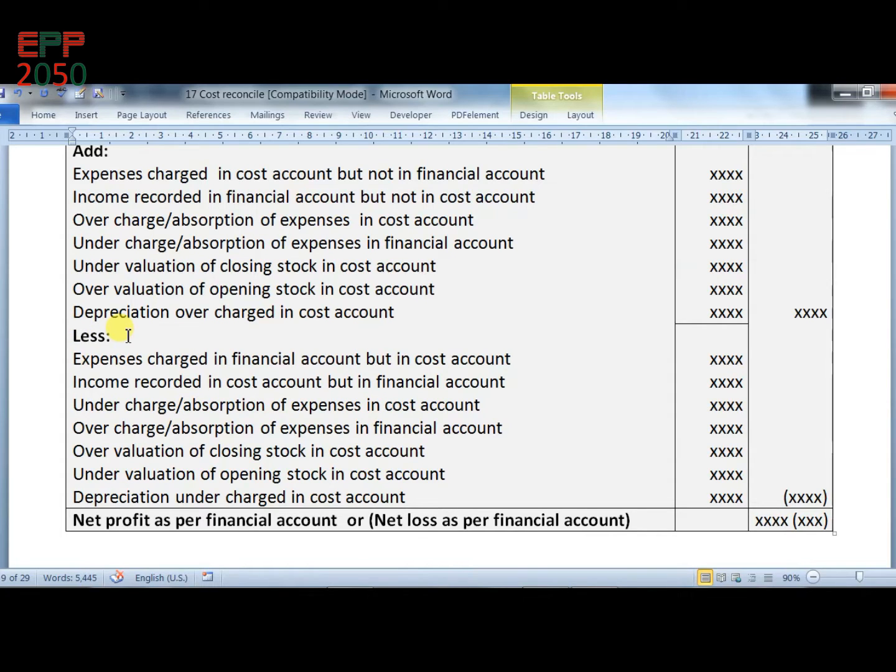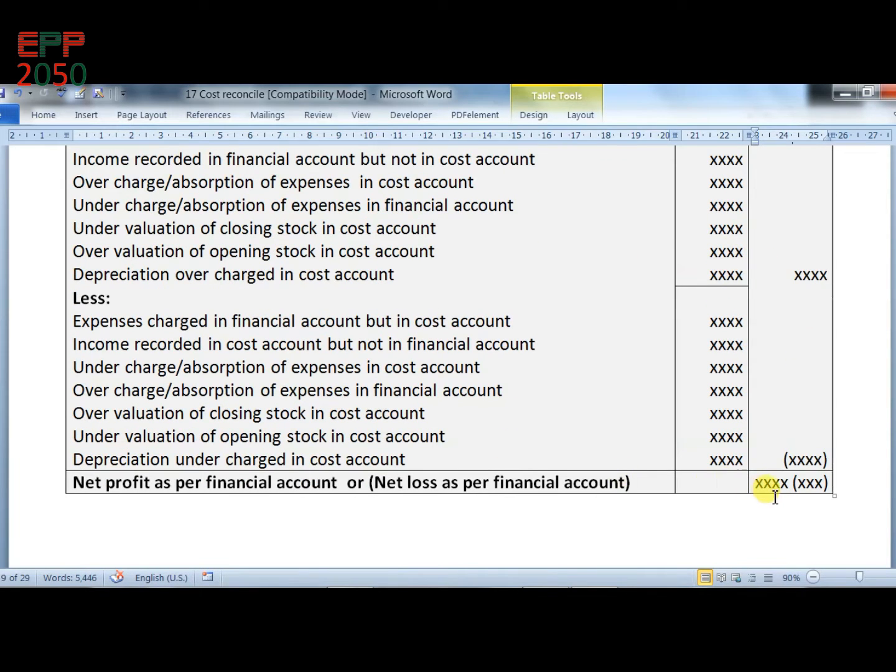Less or deducted transactions. Expenses charged in financial account but not in cost account. Income recorded in cost account but not in financial account. Undercharge or absorption of expenses in cost account. Overcharge or absorption of expenses in financial account, overvaluation of closing stock in cost account, undervaluation of opening stock in cost account, depreciation undercharge in cost account. These are the main transactions which are deducted in cost reconciliation statement.